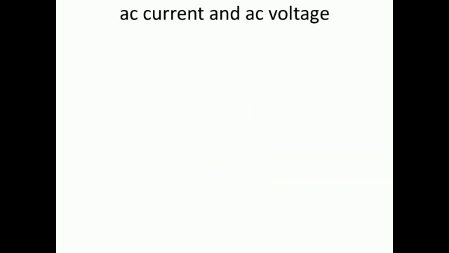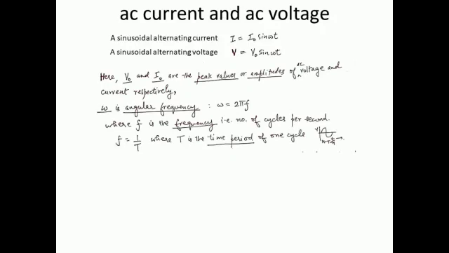AC is a short form for alternating current, and in general any current that varies with time is called AC current, and a voltage that varies with time is called AC voltage. A sinusoidal alternating current can be expressed as I equal to I naught sine omega t, and similarly a sinusoidal alternating voltage can be expressed as V equal to V naught sine omega t, where I naught and V naught are the amplitudes or the peak values of the AC current and the AC voltage respectively.